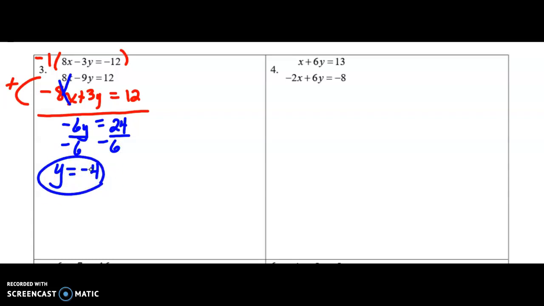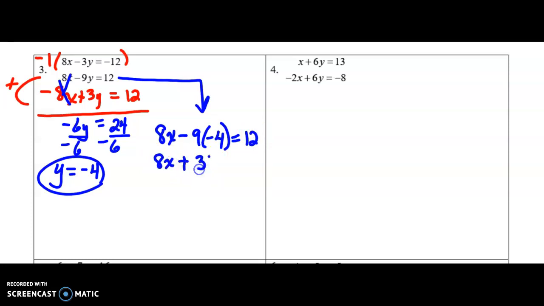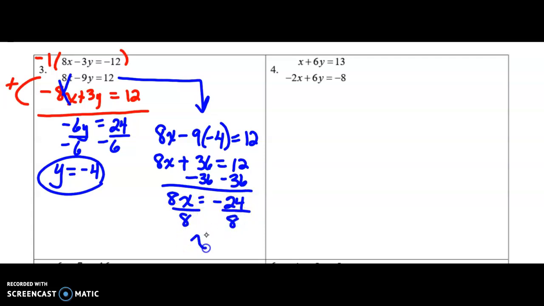Okay, now you can go up to any of the equations from the top that have 2 letters in it. Doesn't matter which one you pick. I'm going to pick this second one, and I know the y value. And I'm just doing some arithmetic stuff. I'm going to subtract 36. And then when I divide, I get the answer of -3.